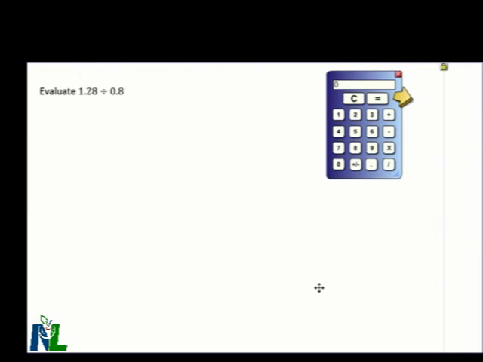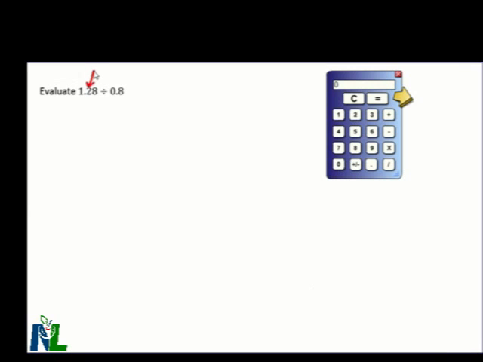We have an evaluate question involving division. It's not a multi-step question, so you probably would not be allowed to use a calculator here. So you're going to need to show all your workings to get your answer. When you're dividing with decimals, I find it's helpful to change everything into whole numbers.